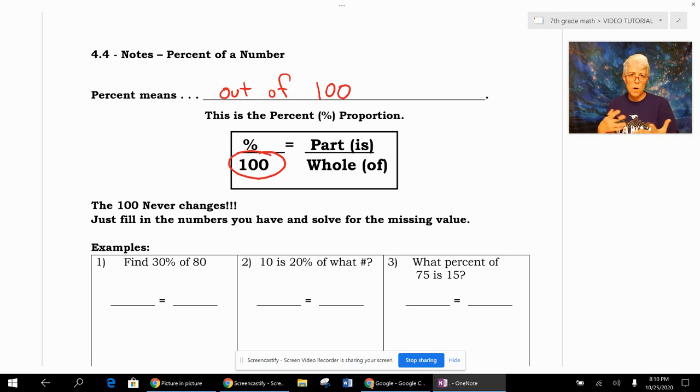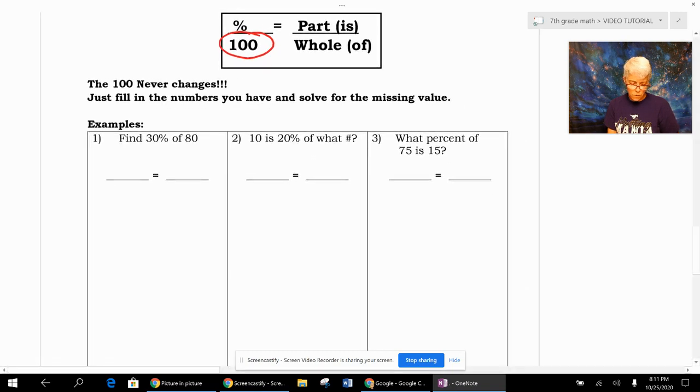So let's process through. I don't want you to be intimidated. There are some bigger numbers here, but just so you know, most of the time the numbers won't be quite as big. I'm also going to talk to you about this idea of is and of, and how that is one way to interpret what is the part and what is the whole. But let's just go ahead and work through it. I think it'll make more sense as we go.